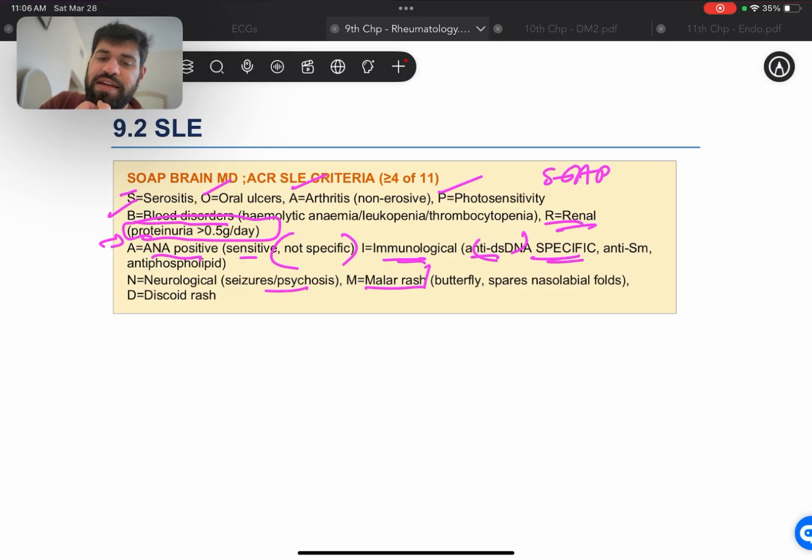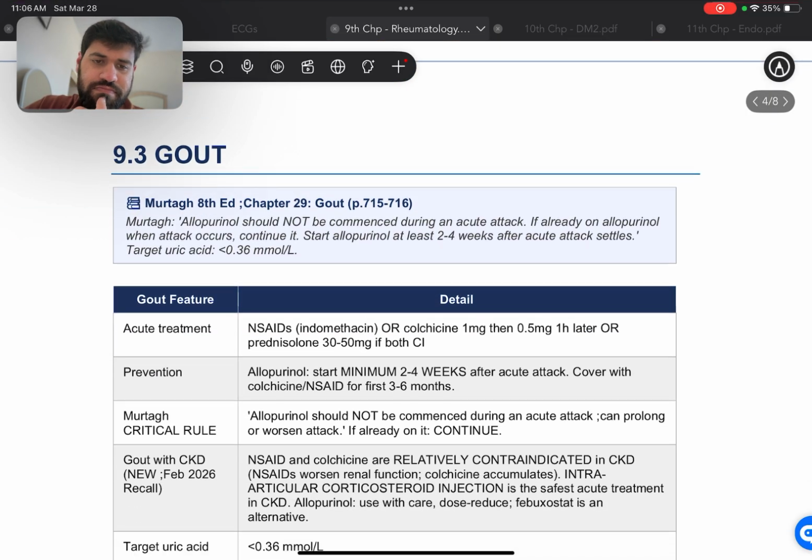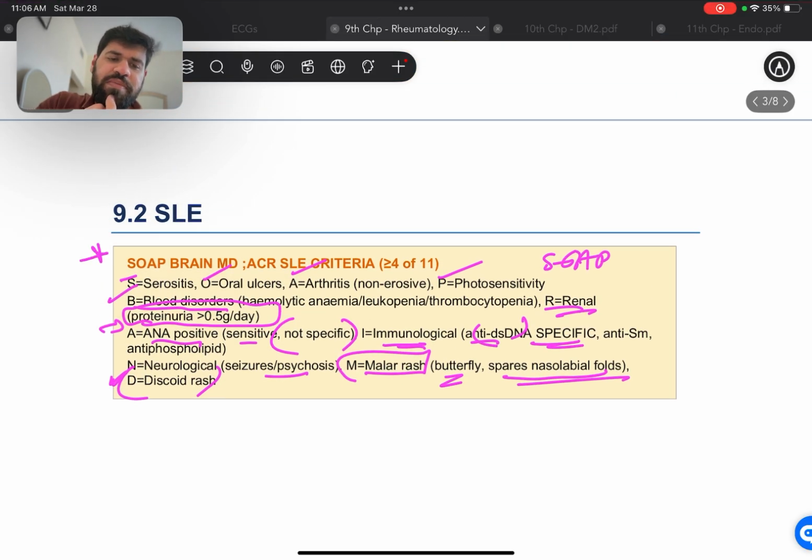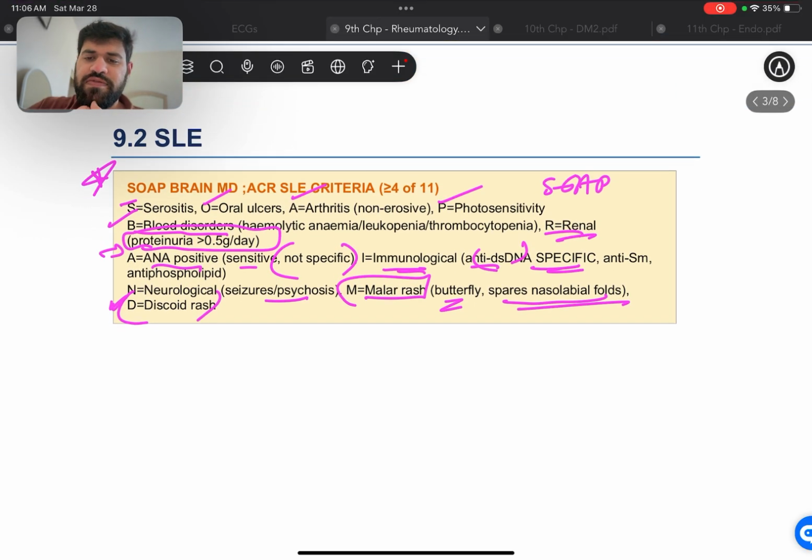M is for malar rash or butterfly rash, and it spares the nasolabial fold. And D is for discoid rash seen in SLE. And those are the important facts for SLE. And this is an important table to remember because this is the criteria for the diagnosis of SLE.